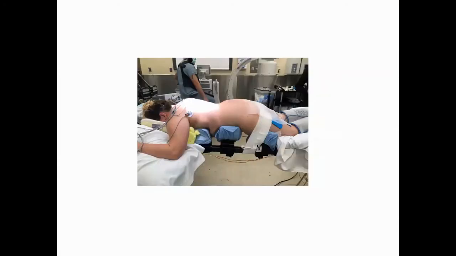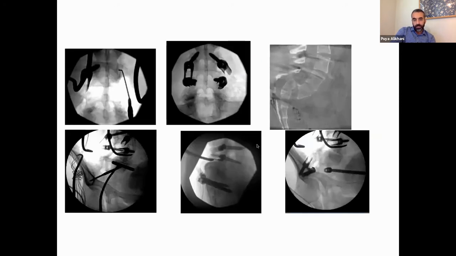This was our normal positioning. We started to do some traction on her legs to see if I could reduce her on the table, but that wasn't achievable. So this is my work process.